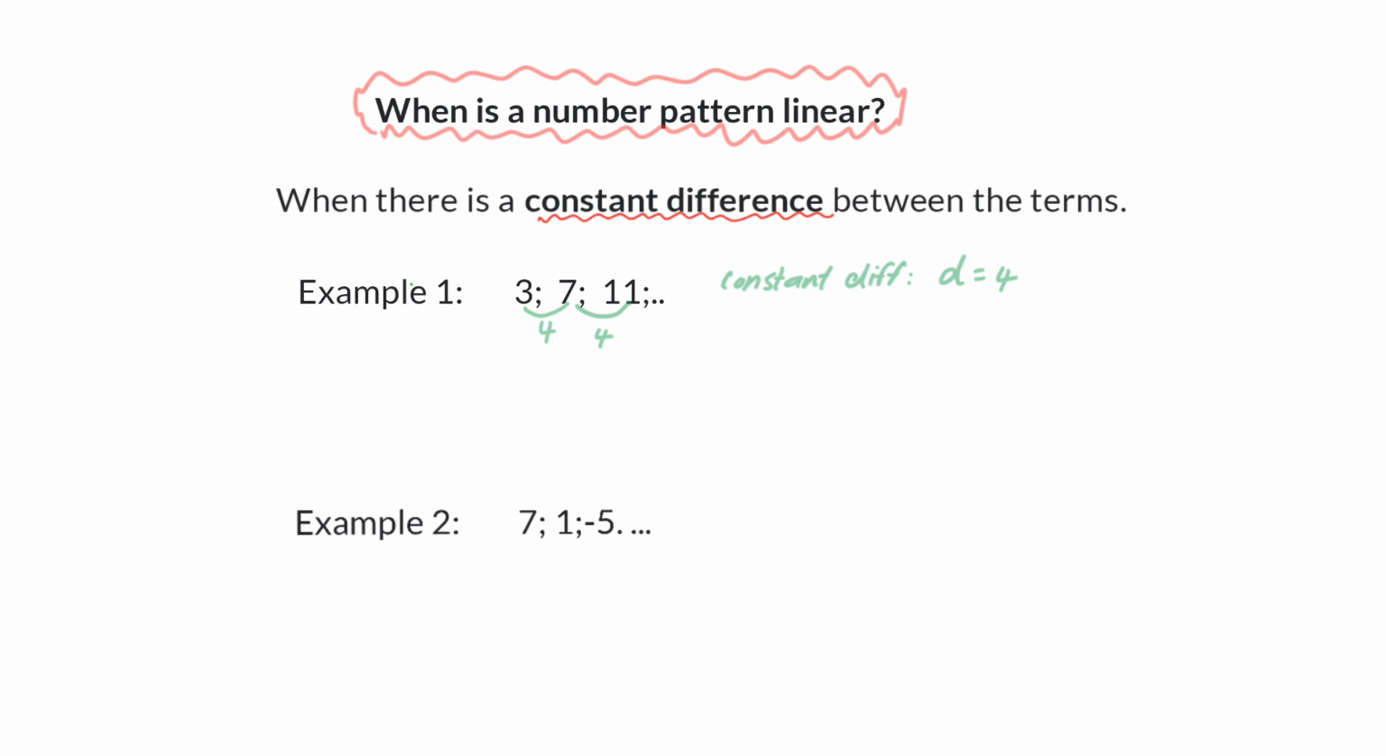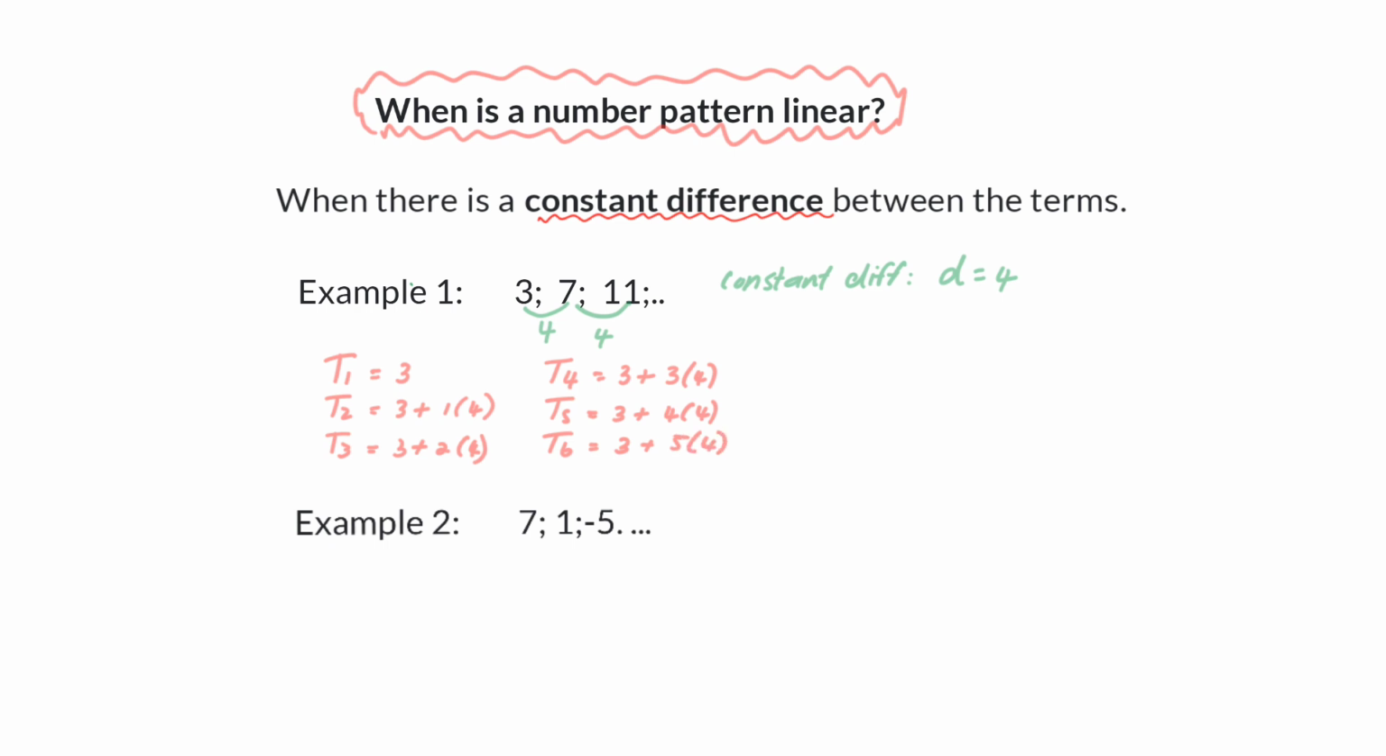Okay, so now we can write T1 as 3, T2 as 3 plus 1 four, T3 as 3 plus 2 fours. And if we want to expand this number pattern, then we can say T4 is 3 plus 3 fours, T5 is 3 plus 4 fours, T6 is 3 plus 5 fours.